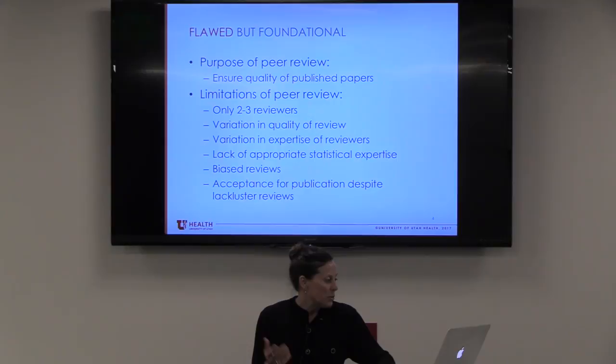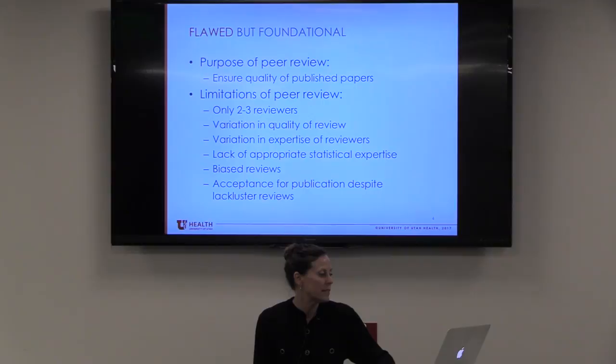Biased reviews we mentioned, and some journals are smaller or emerging journals. They don't have a high volume of submissions. So even if the reviews are lackluster, an editor might decide to publish anyway, just because they need to put something in print. So this is a very flawed, very imperfect system for ensuring the quality of the scientific literature.